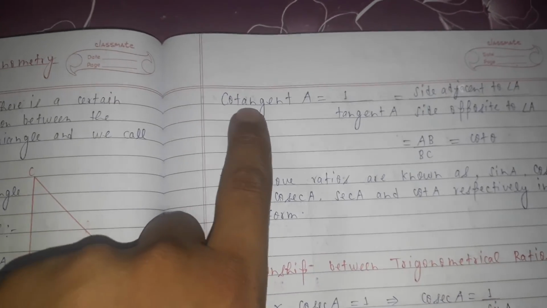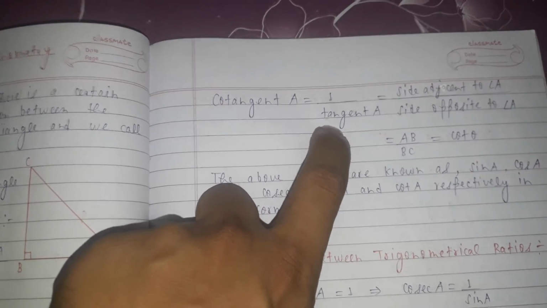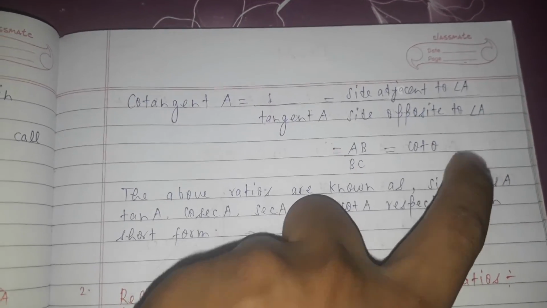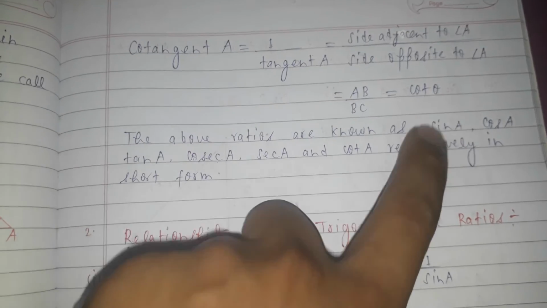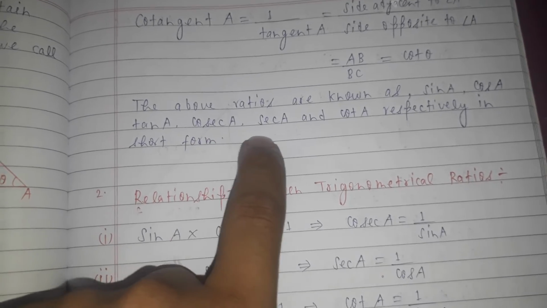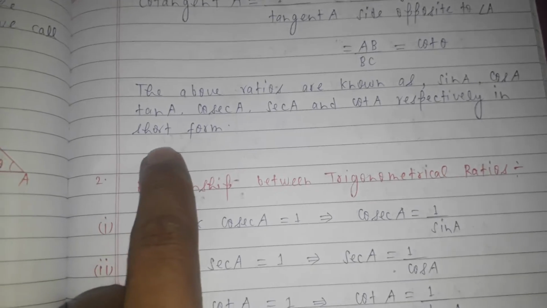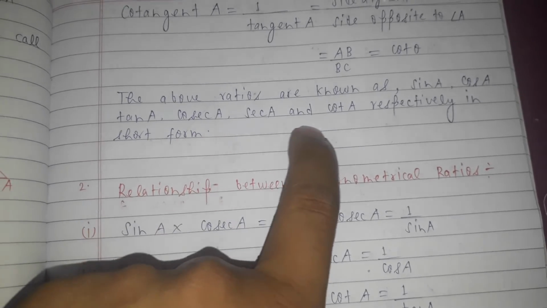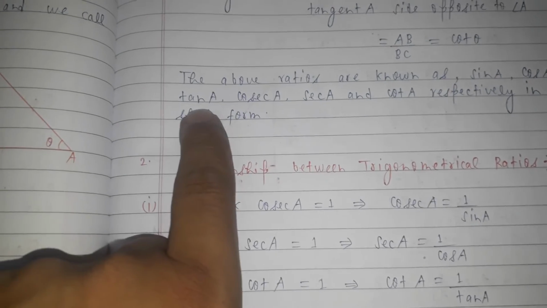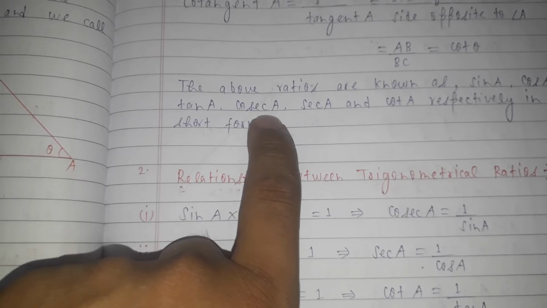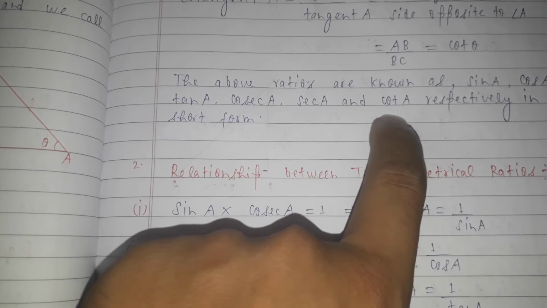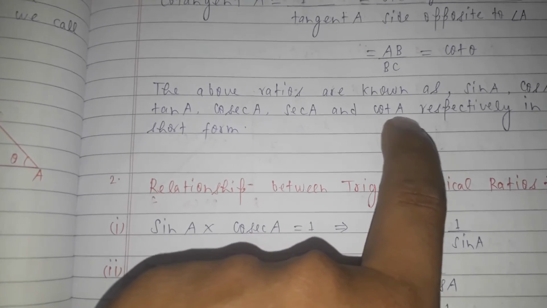Again, same way, cotangent A is reciprocal of or opposite of tangent A. So it becomes side adjacent to angle A upon side opposite to angle A, which is AB upon BC equal to cot theta. The above ratios are known as sin A, cos A, tan A, cosec A, sec A, and cot A, respectively, in short form. It means we can call sine A as sin A, cosine A as cos A, tangent A as tan A, cosecant A as cosec A, secant A as sec A, and cotangent A as cot A in short form.